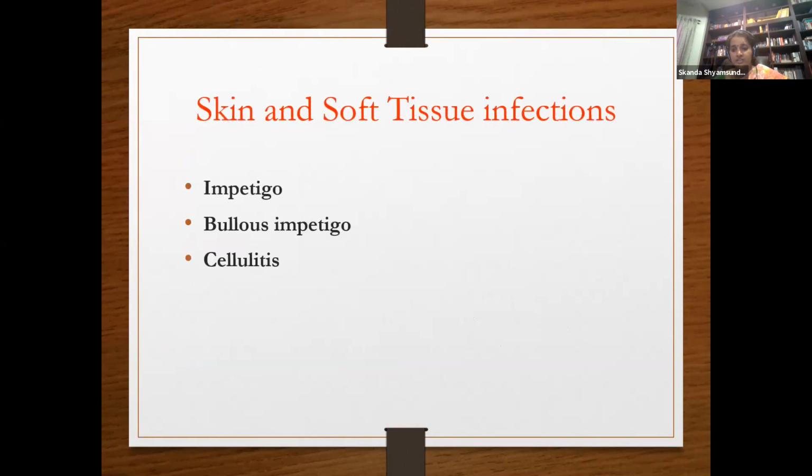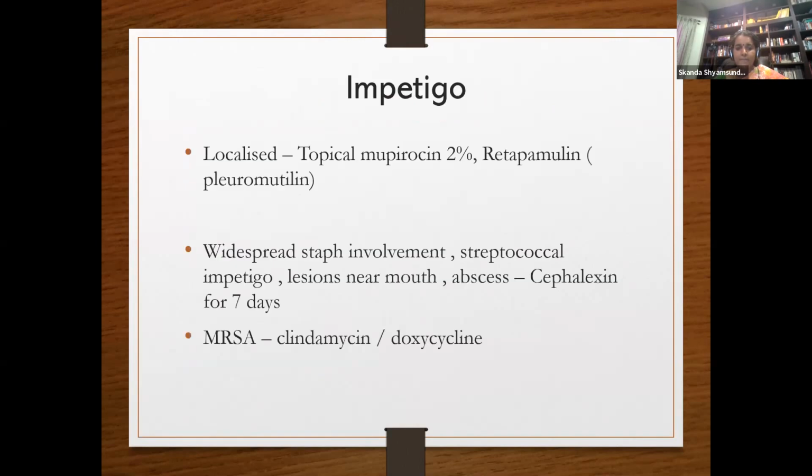What about skin and soft tissue infections? We look at impetigo, bullous impetigo and cellulitis. Impetigo, so topical mupirocin 2% or retapamulin. Retapamulin is a pleuromutilin drug. It acts on the 50S ribosomal subunit.